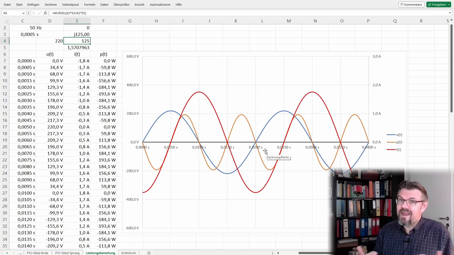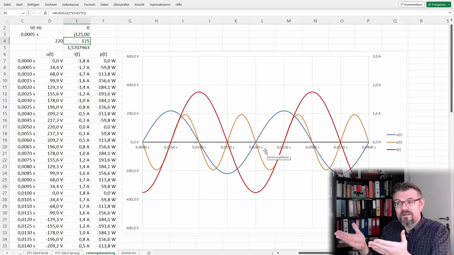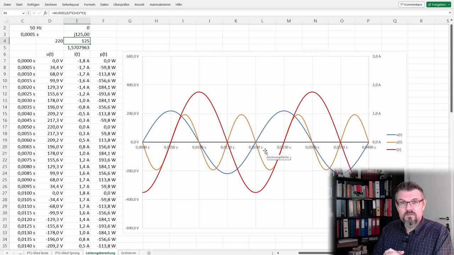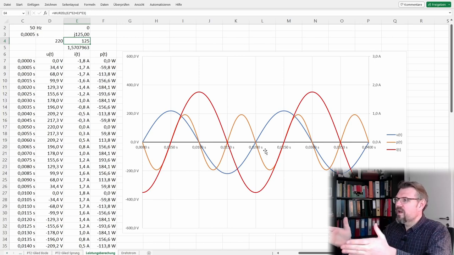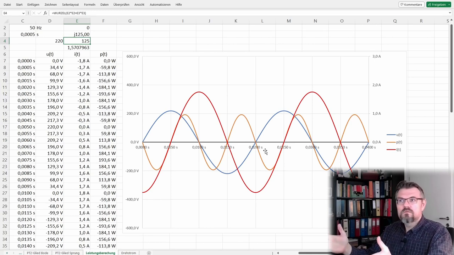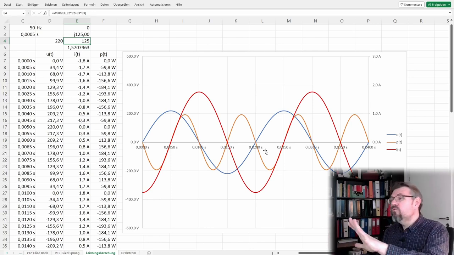So on average, there is no power. There's actual power, yes, but not on average. But I still have the same current and voltage. This is just caused by the phase shift between those two. With a 90 degree phase shift, it seems like we have no transported power at all. At least it's true for positive.